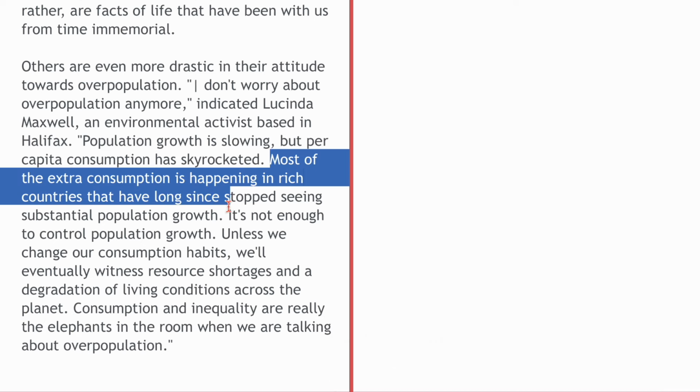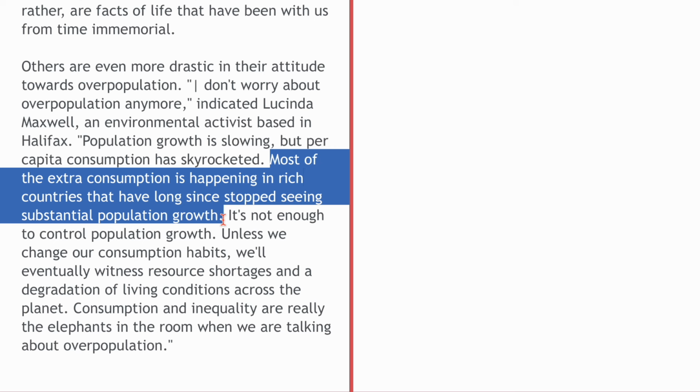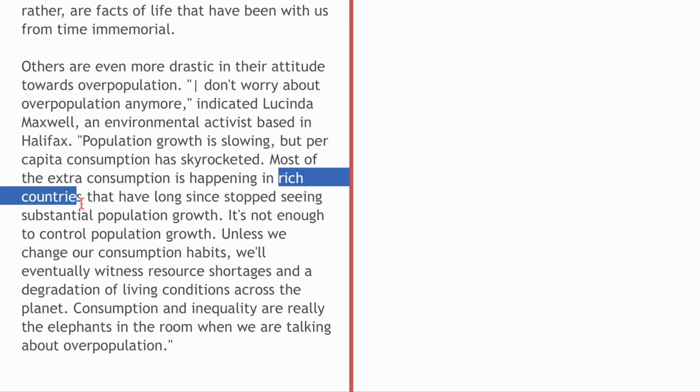So she says that countries which consume the most, rich countries, don't have population growth. Maybe Japan, maybe Canada, other European countries, but they consume so much. "It's not enough to control population growth unless we change our consumption habits. We'll eventually witness resource shortages and a degradation of living conditions across the planet."